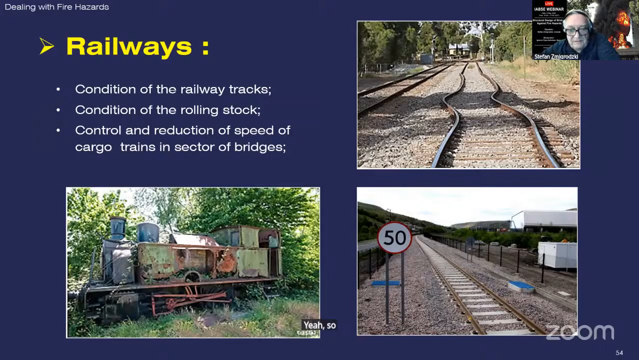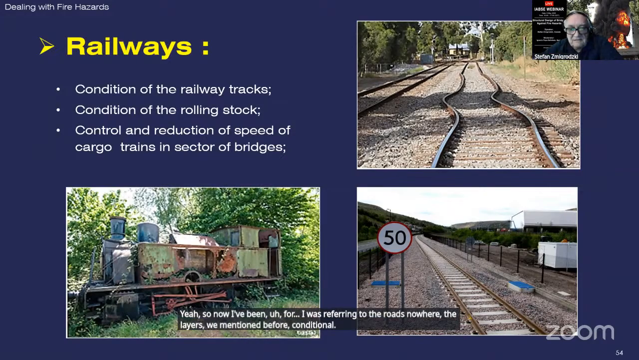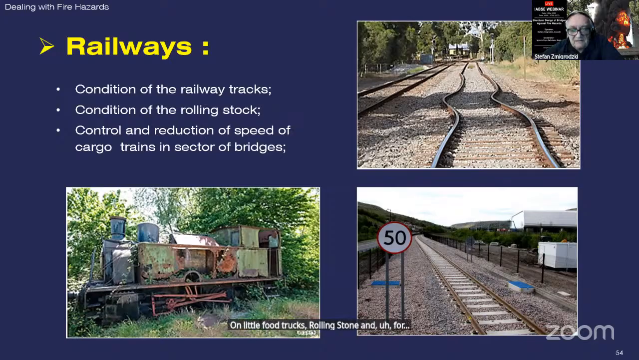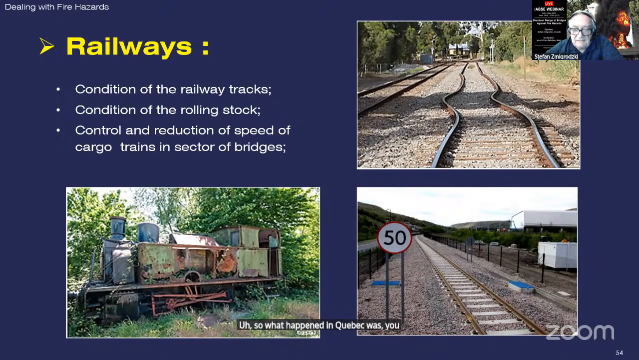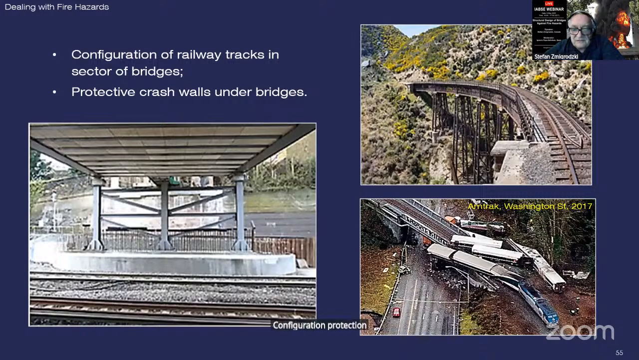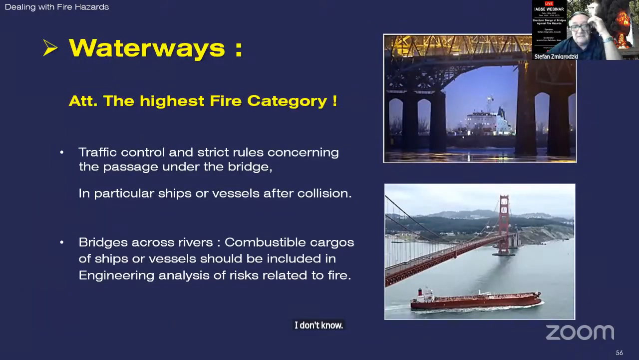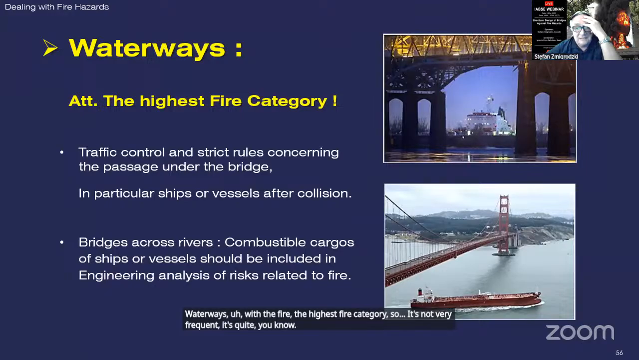So now, I was referring to the roads. Now we are at the railways. We mentioned before conditions on the tracks, rolling stock, and control, reduction of speed, very important. So what happened in Quebec was that none of them was under control. Configuration and protection against falls or crashes was eventually, in some cases, under the bridges. The waterways are the highest fire category, so it's not very frequent. It's quite rare to see the risk, but it should be somehow covered by the analysis, especially in the case of particular ships or vessels, after collision.